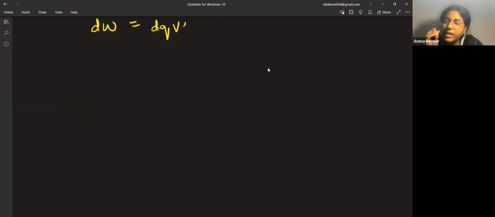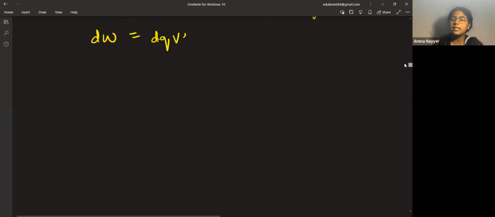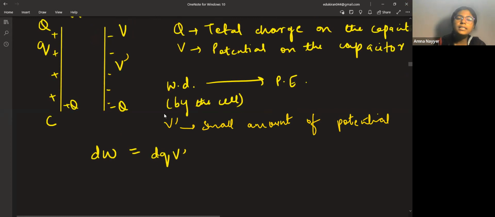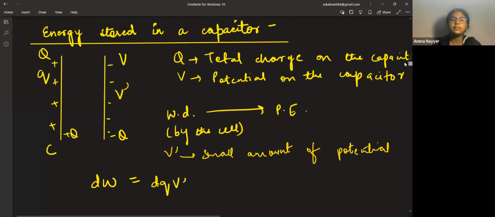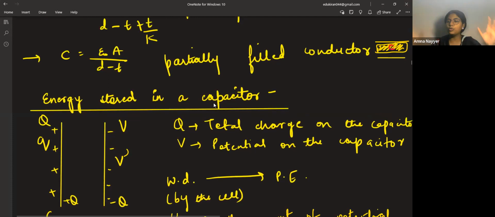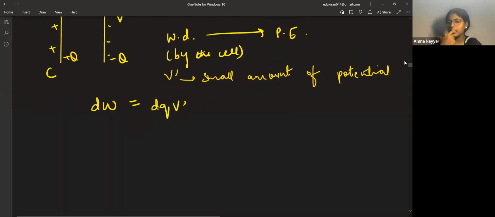Now, if we are taking a very small amount of charge, we are getting a very small amount of work done. So we don't need this. We want the entire work done. See here. What is dq? dq is a small charge. I can write it like using the unitary method. For entire Q, capacitance is C. So for unit, it will be Q by C. So for dq, we find that it becomes dQ by C.